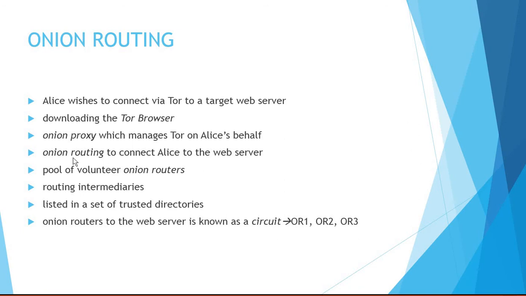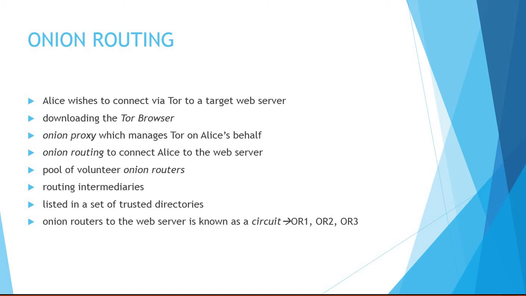And here the onion router will be used to connect Alice to the web server. In between, how the onion routers will be used, we'll see. There are so many voluntary onion routers that will be used, called a pool of onion routers. They will be used as the brokering intermediaries between Alice and the web server in this example. Here we are using the Tor tool.